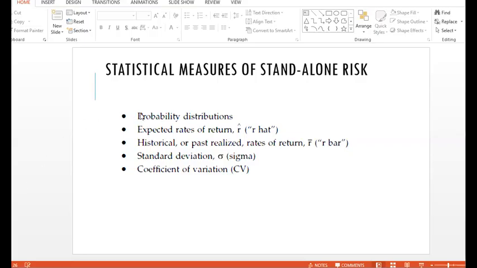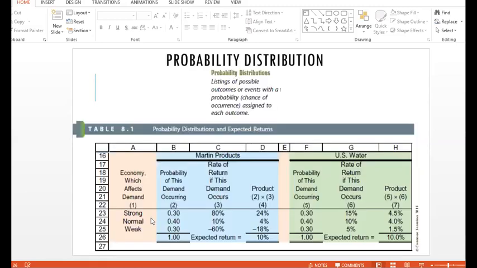Following are the statistical measures of standalone risk: probability distributions, expected rate of returns, standard deviations, and coefficient of variations. Here is the probability distribution. What is a probability distribution table? A listing of possible outcomes or events with a probability.